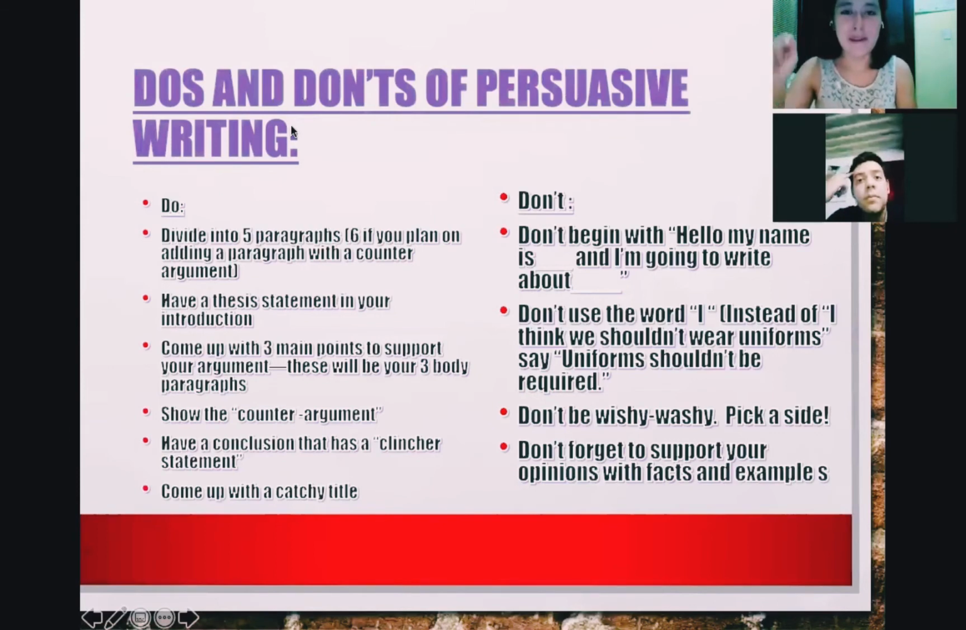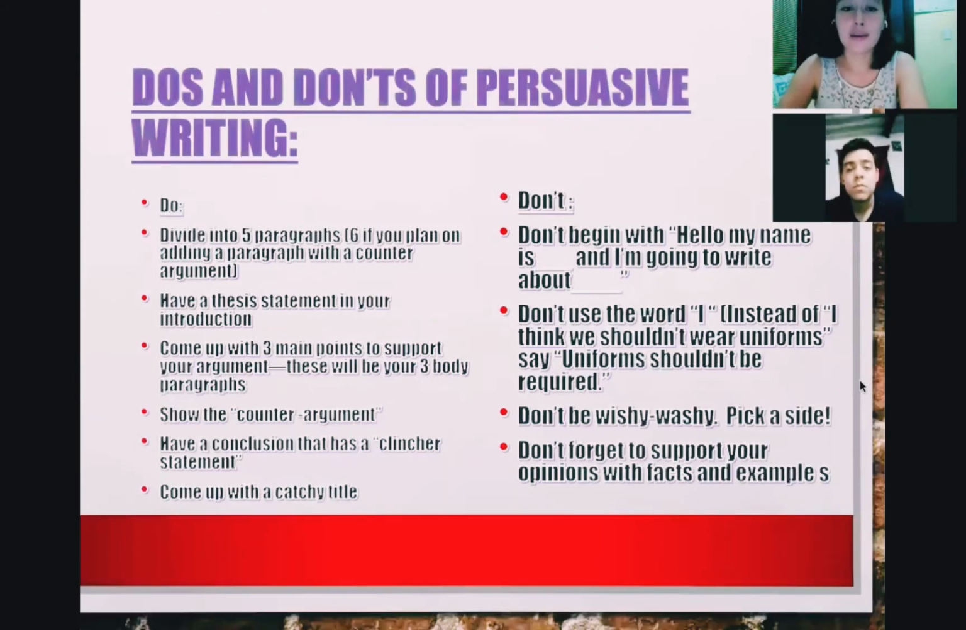Okay, it seems like a very good topic. So remember one of the things that you don't have to do. In a persuasive essay, it's not necessary to say, hello, my name is, or I'm going to write this. Don't use words like I. You should use the third person. This is a formal persuasive essay, and this is one of the things that you have to remember.